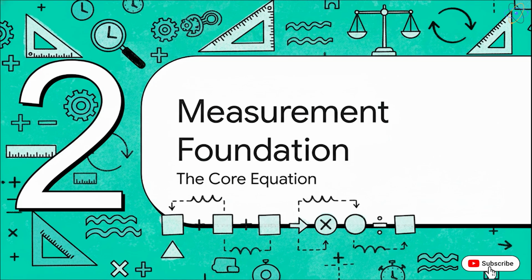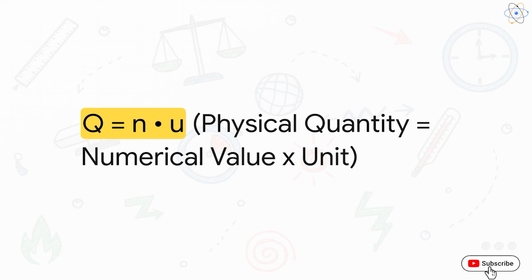Let's look at the incredibly simple math that makes all of this work. Check this out. Every single physical measurement follows this specific structure. Q equals N times U. That is, the physical quantity equals the numerical value multiplied by the unit. Notice the beautiful balance going on here. If you change your unit from meters to centimeters, your numerical value automatically shifts from 1 up to 100. But Q, the actual physical quantity, remains perfectly balanced and totally unchanged. 1 meter is the exact same physical length as 100 centimeters. Same physical length, different unit, different number.